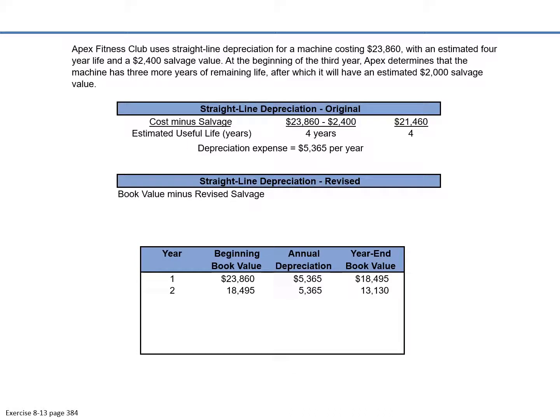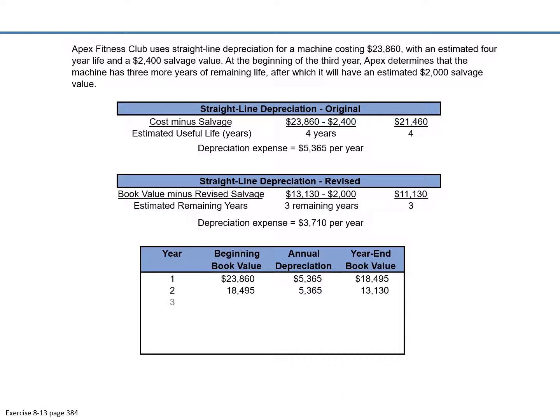So we take our $13,130 minus our revised salvage, which is $2,000, divided by how many years remaining? 3 more years. So that's a depreciation expense of $3,710 per year for each of the remaining years. So we start with our beginning book value minus our depreciation equals end. So we're recording our $3,710 in each of the remaining years. So we have a total depreciation of $21,860, which would leave a value of 2.